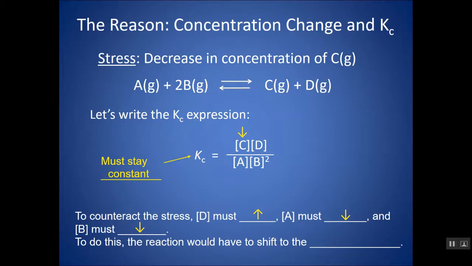So once I've introduced this change, it does change my concentration of C, and to counteract that, as I said, these other concentrations are going to change. In order to bring D higher, in order to bring A and B lower, the reaction would have to shift toward the right. It would have to shift in direction to make more D, to bring that up. It would have to shift to the right to use up A and B and bring those down. So it makes sense when you're looking at it from an equilibrium constant expression standpoint.